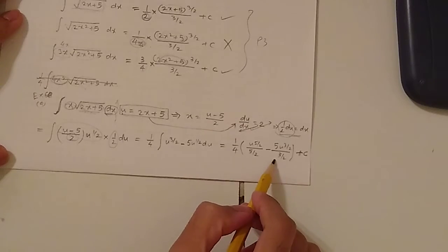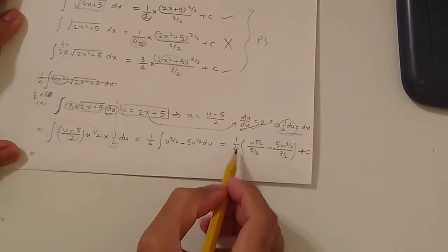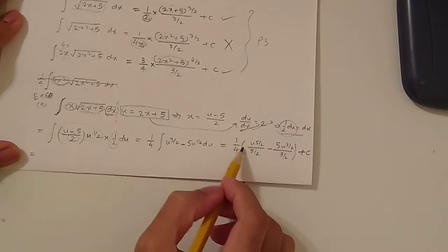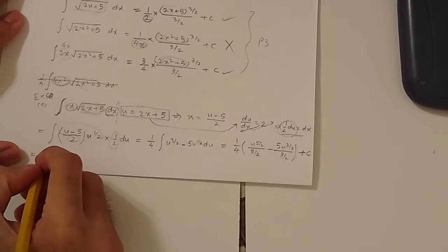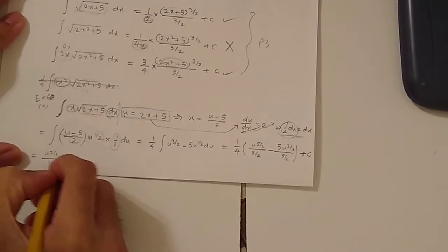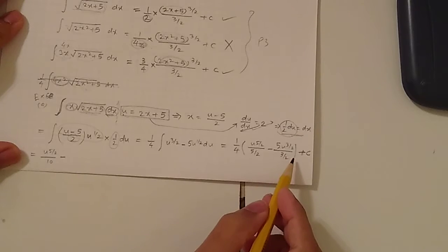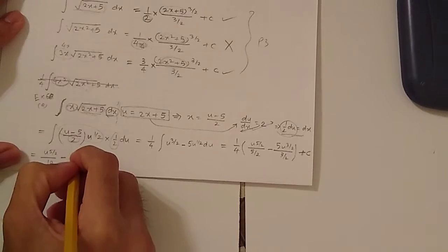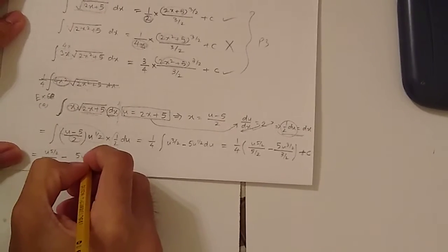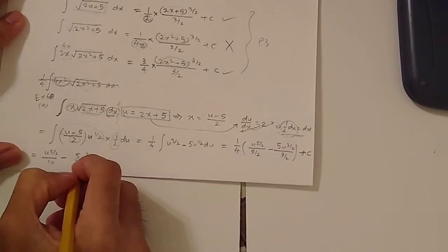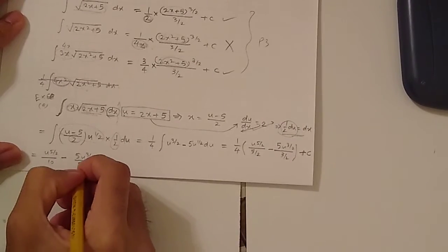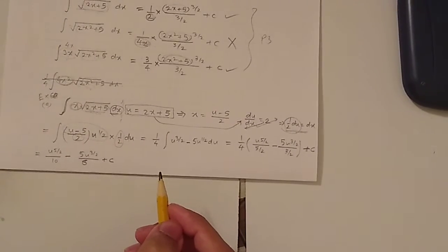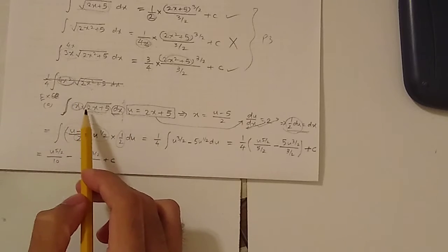Since we are done with the integration, we can simplify the expression. So let's simplify it. For the first one you get 1 by 10, so u raised to 5 by 2 by 10. For the second one you get 5 by 6 of u raised to 3 by 2, plus c.